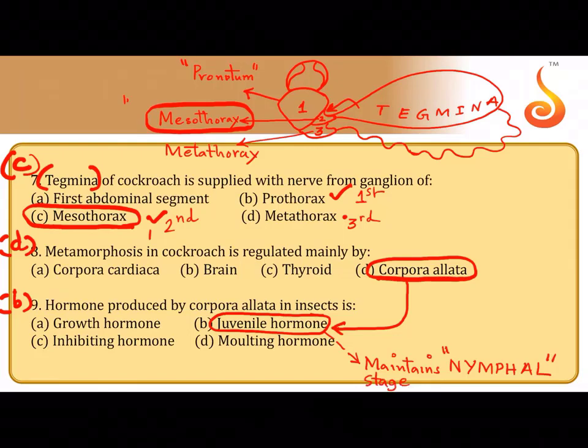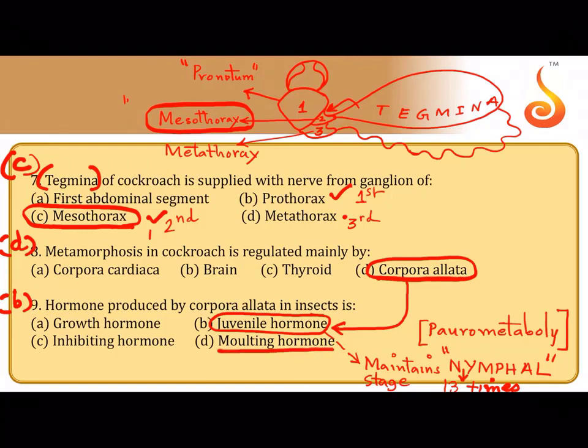Can you recall what type of metamorphosis is seen in cockroach? It is called metabole or gradual metamorphosis. So this nymphal stage is maintained by the juvenile hormone. Okay, and you all know that the nymph undergoes, how many times does it molt? It molts 13 times before it becomes an adult cockroach.